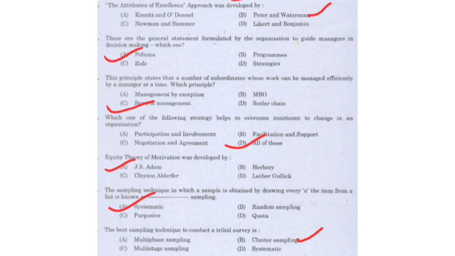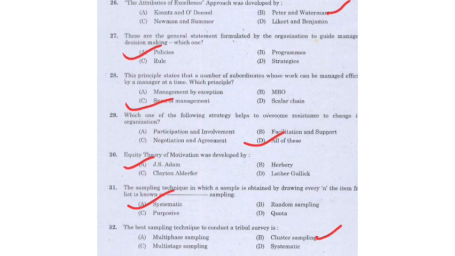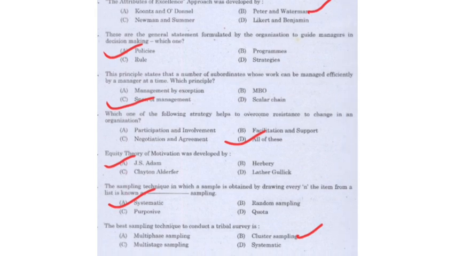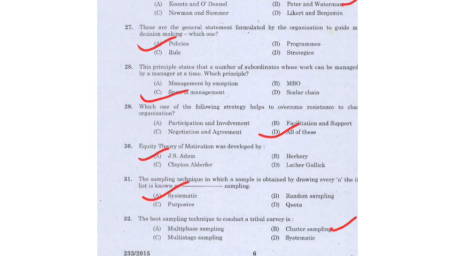Rule means a set of instructions or rules to be followed. Strategies are single-use plans. Program means sequence of a series of actions or statements. And the next thing is the principle states that a number of subordinates whose work can be managed efficiently by a manager at a time. And which principle? Span of management or span of control.